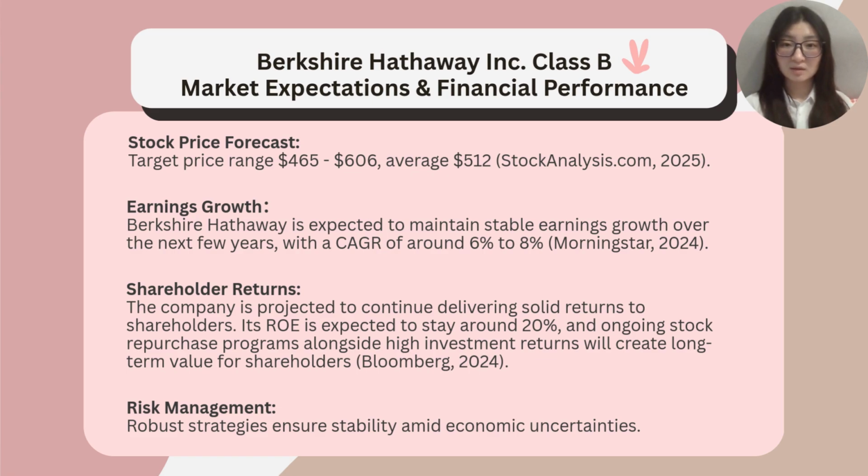Next, on earnings growth, the company is going to grow consistently over the next few years with a compound annual growth rate of around 6 to 8%. That's mainly thanks to its well diversified investment and strong risk management. For shareholders' returns, BRKB continues to perform well. The return on equity is expected to stay around 20%, and they have been actively buying back shares, which adds long term value for investors. When it comes to risk management, Berkshire is known for its conservative and flexible strategies. This helps the company stay financially stable even when the broader economy gets a little shaky.